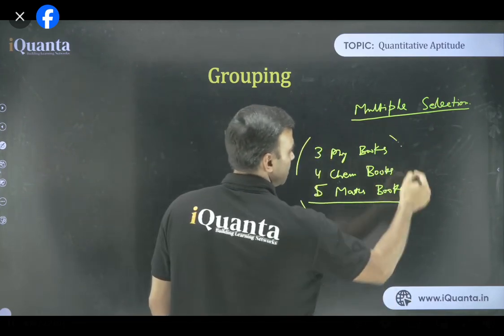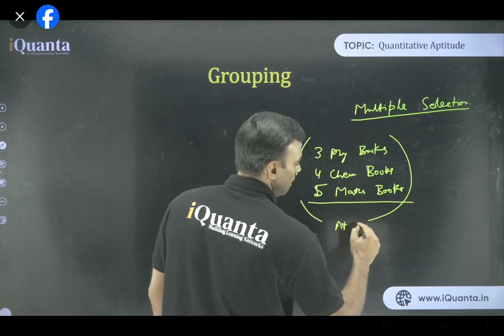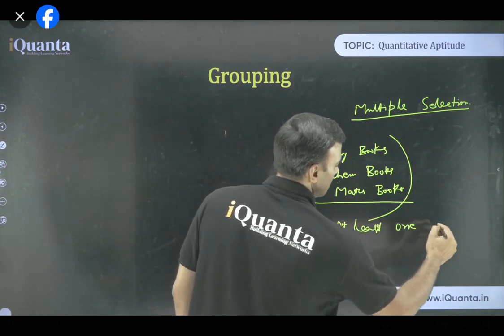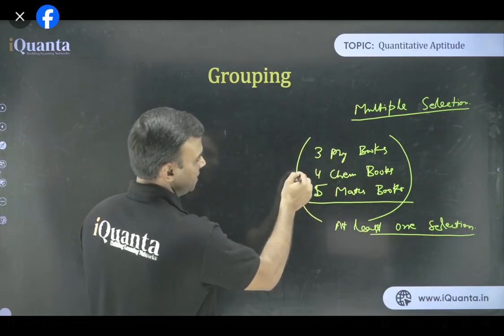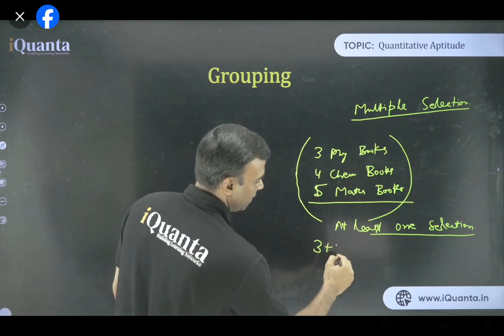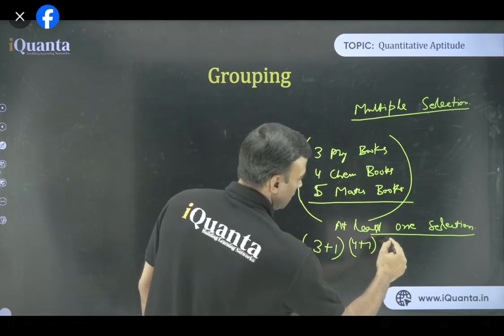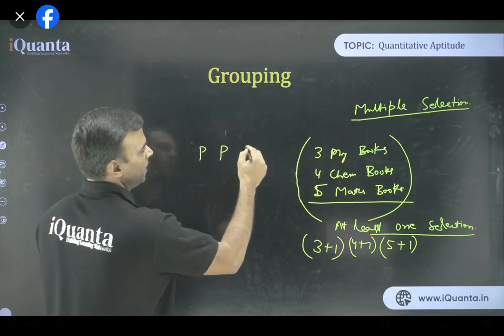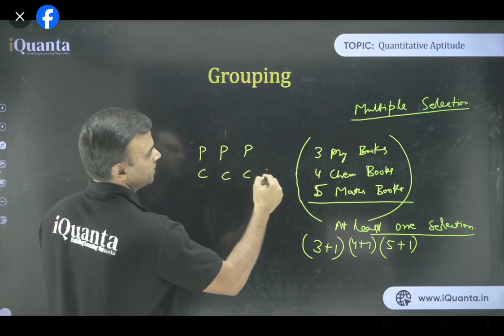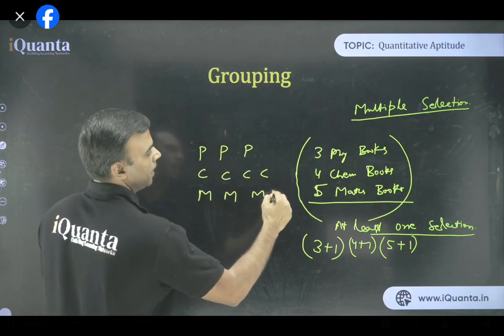If this is the question, and the question is about at least one selection, so for this, nothing is mentioned. We'll simply take it as 3 plus 1, 4 plus 1, 5 plus 1. That's it. I'll put it like this: P, P, P, C, C, C, C, M, M, M, M.